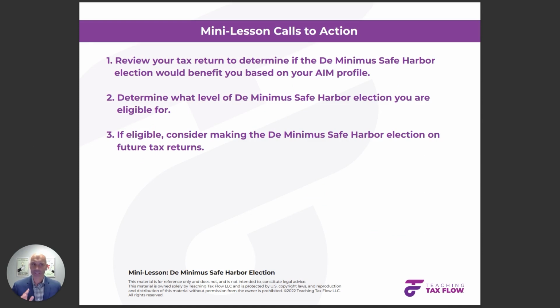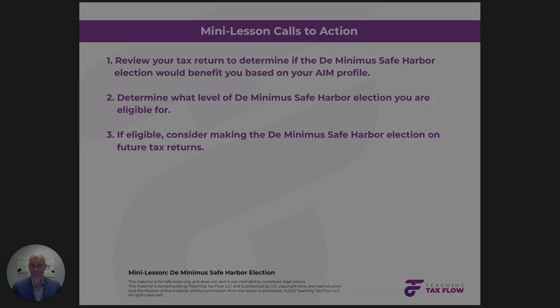Calls to action. Take a look at your return. Determine if you fall into an AIM matrix that would benefit from that safe harbor election. Determine if you have an AFS or not. Most people will not have that applicable financial statement. And if you're eligible, consider making this de minimis safe harbor election. We already gave you the sample election, and that's on a year-to-year basis. If you don't make the election, you're going to be forced to capitalize a lot of those expenditures, and you will not see that immediate deduction. All right, thanks for watching.